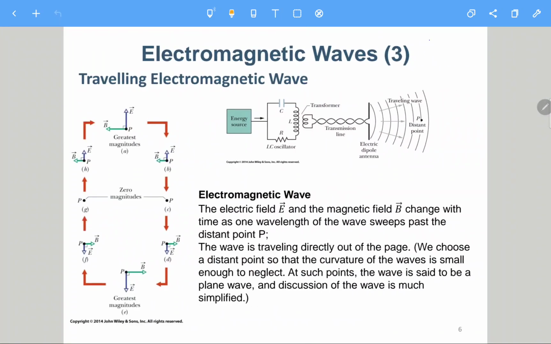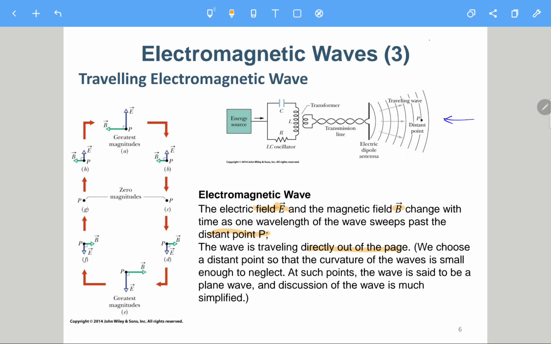So here on the left-hand side, we can see a demonstration for the EM wave, possibly looking from the right side toward the antenna. As you can see here, it mentioned that for the electromagnetic wave, the E field and the B field change with time as one wavelength of a wave sweeps past the distant point. So the wave is traveling directly out of the page.